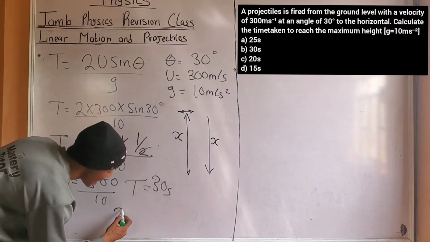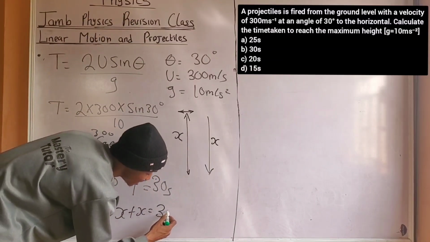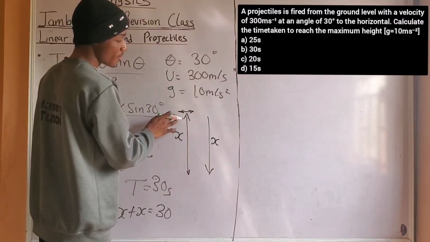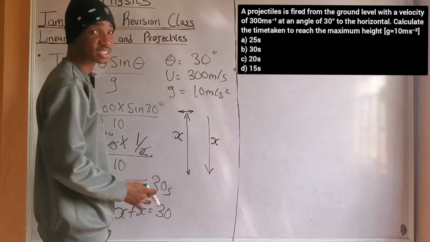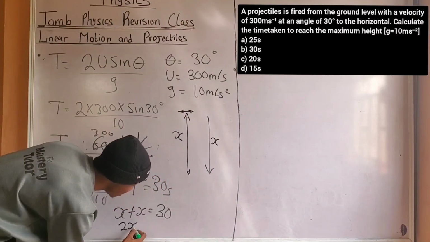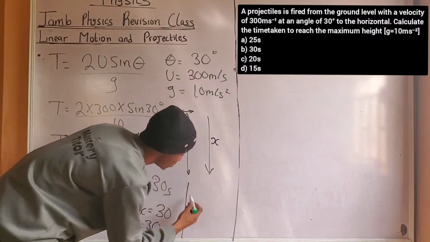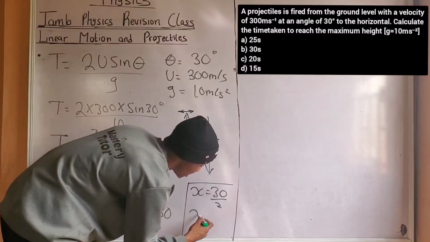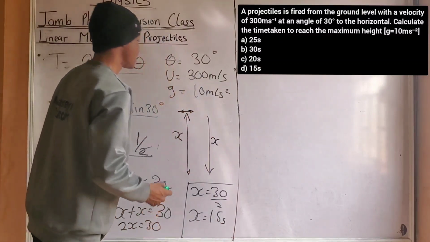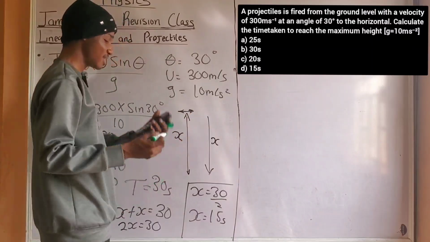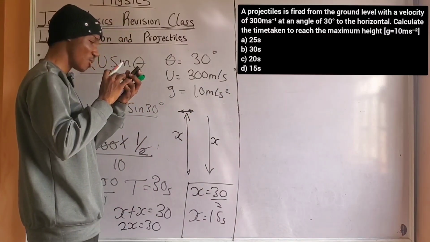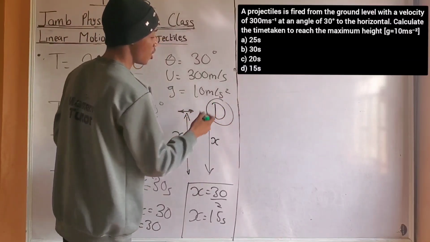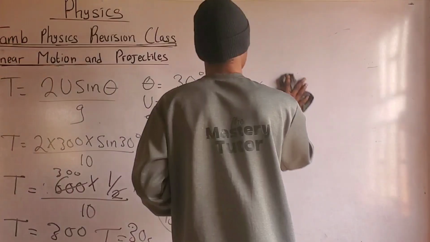So that means x plus x will be equal to what? 30. The total time taken, the time of flight, is the time it takes the body to go up plus the time it takes the body to come down. So I'm going to have 2x equals 30. To get the value of x, what am I going to do? I'm going to divide 30 by 2. So x equals 30 all over 2. X is equal to 15 seconds. That is the time it takes to reach the maximum height. And the correct option to that question is option D. Option D is correct. Do you understand?